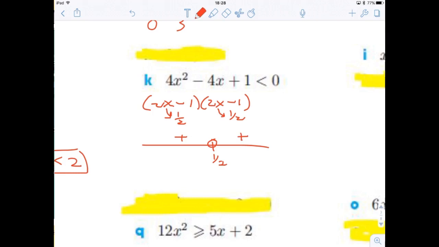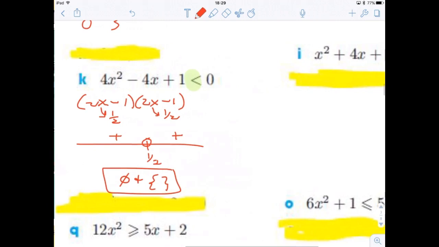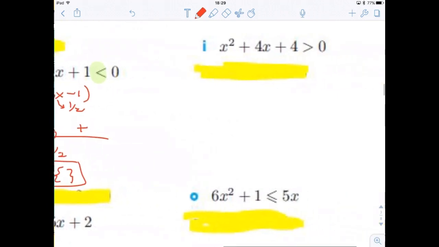So when is this function less than 0? It's less than 0 nowhere. So basically the solution is the empty set, which you can write either that way or that way. Or you could write no solution, something like that.